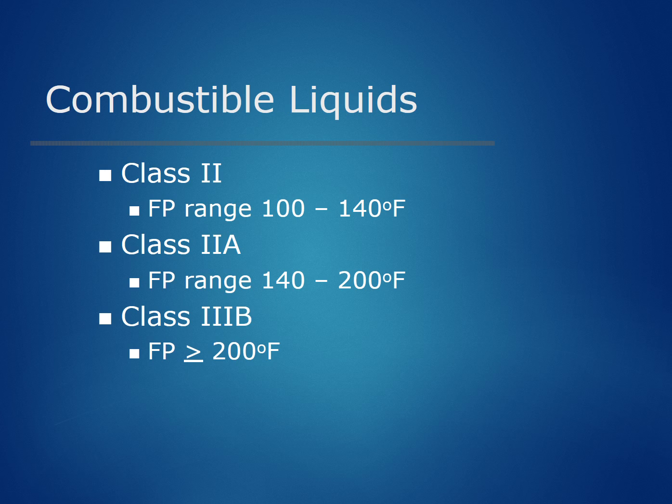And combustible liquids are also broken down into a number of classes. So a class 2 liquid has a flash point range between 100 and 140 degrees Fahrenheit. A class 3A has a flash point range between 140 and 200 degrees Fahrenheit. The class 3B have flash points greater than or equal to 200 degrees.